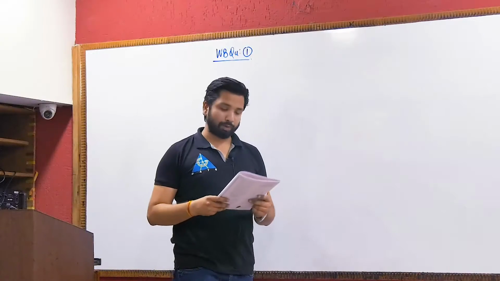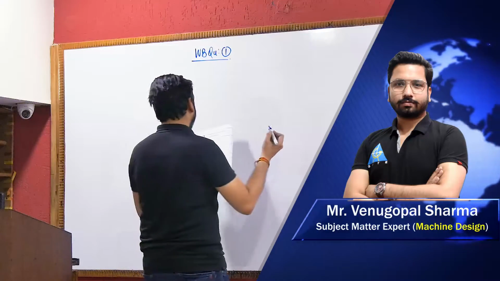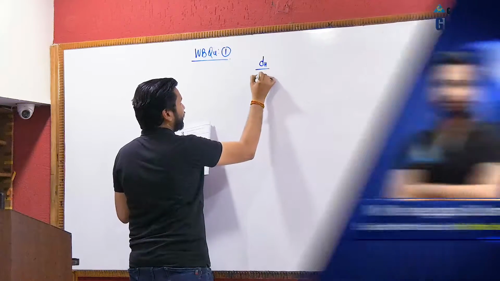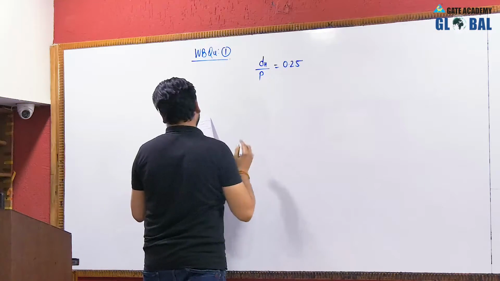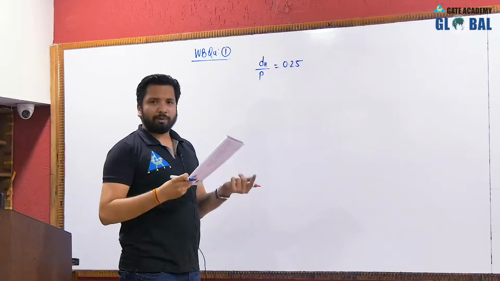Academy. So now we will see workbook questions. Let's see workbook question number 1. If the ratio of the diameter of the rivet hole to the pitch of the rivet is 0.25, so the ratio of the diameter of rivet hole dh and the pitch of the rivet is given, and this is 0.25, then the tearing efficiency of the joint is... so it is a very formula based question.